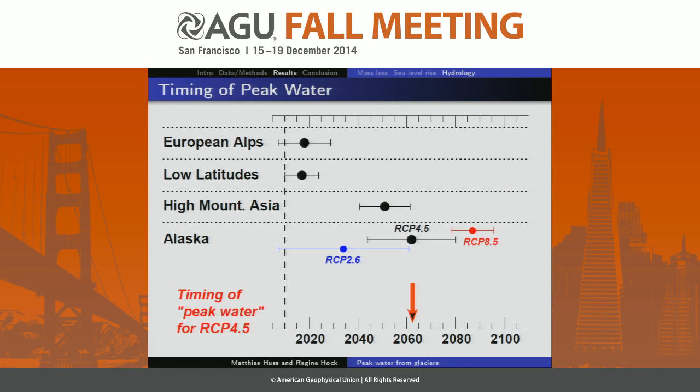Moving up to the north, to Alaska for example, peak water is expected to occur even a little bit later, around 2060, but with quite strong differences between the emission scenarios. According to the model, it occurs later for RCP 8.5 and a bit earlier for RCP 2.6, which considers lower emissions. Moving to the Arctic, peak water is expected to be even later. So summarizing this figure, there is no problem with annual runoff at the global scale.